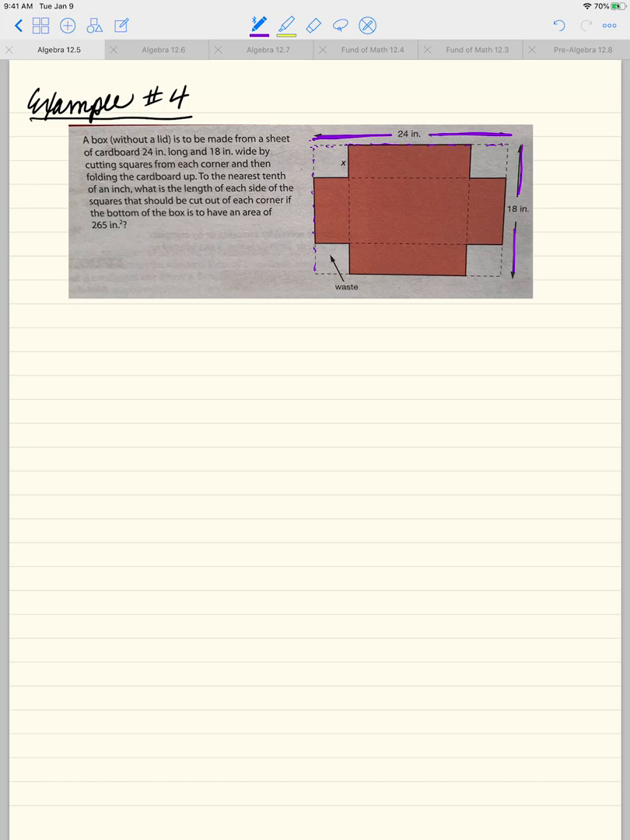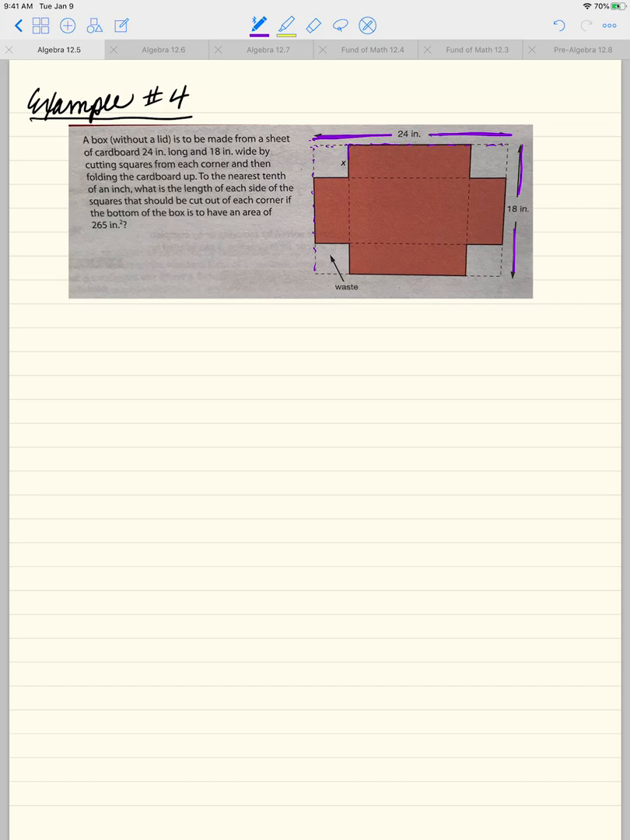And the way that you make a box is you've got to cut out the corners, so that you have the flaps to fold up, right? So 24 inches long and 18 inches wide is our rectangular piece of cardboard that we're starting with, cutting squares from each corner to fold it up. To the nearest tenth of an inch, what is the length of each side of the squares?